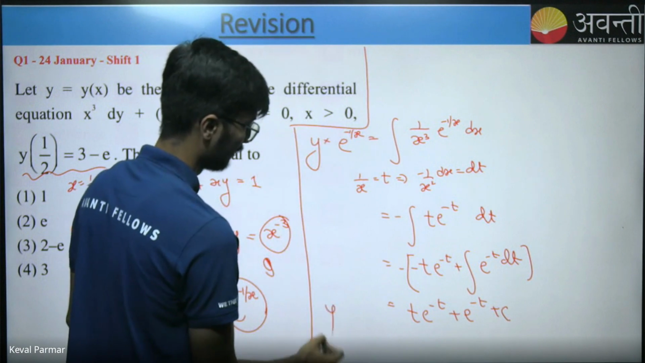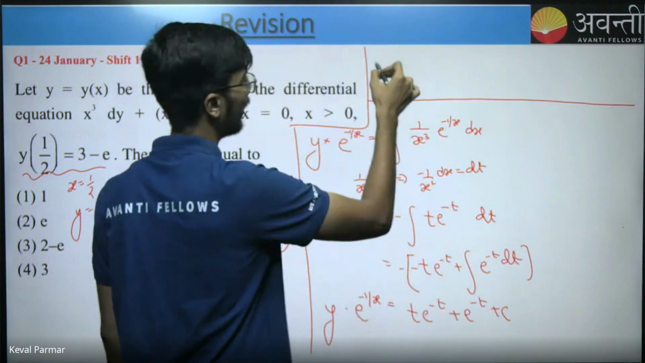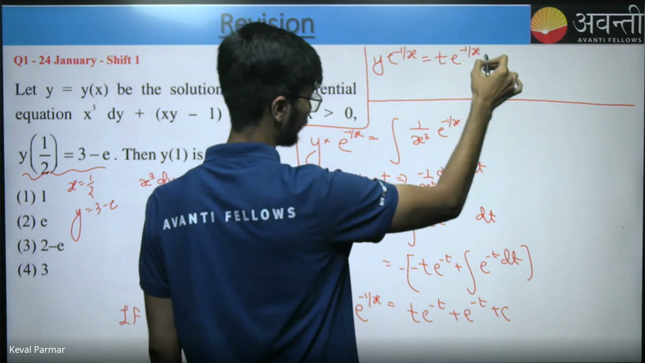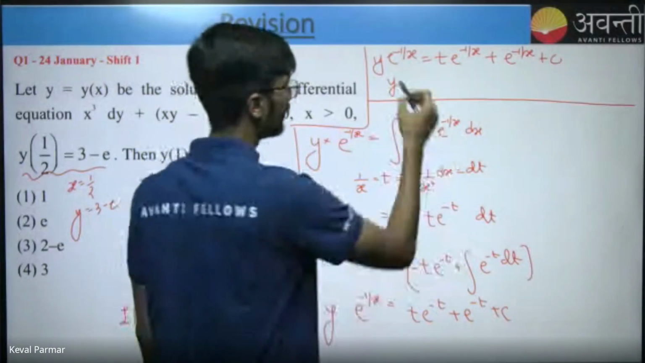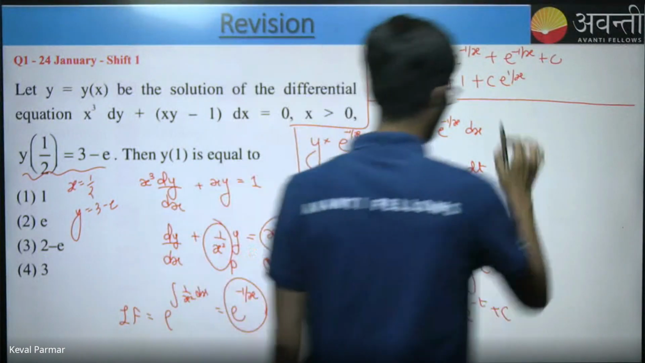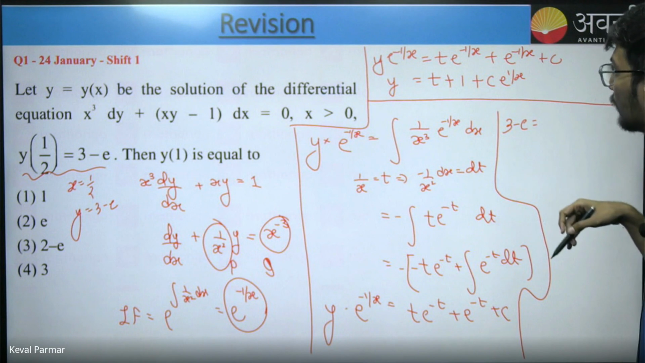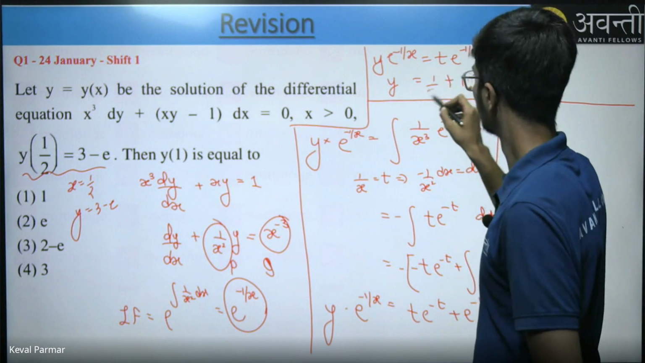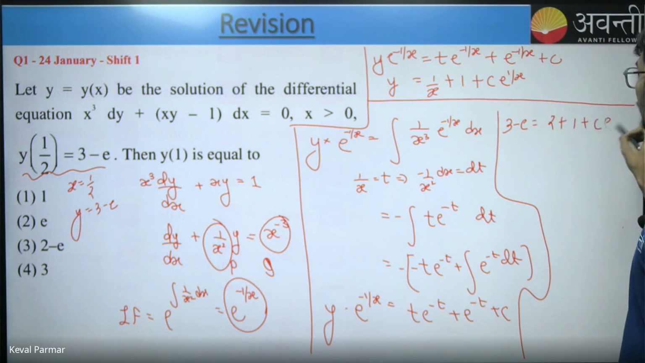This is our equation. y into e raised to the power minus 1 by x equals t e raised to the power minus 1 by x plus c. We can simplify it. We can multiply or divide throughout by e raised to the power minus 1 by x. So t plus 1 plus c e raised to the power 1 by x. Yeah. Now we'll get it. Chalo. If I substitute 3 minus e equals t, 1 by x. It was 1 by x. x is half. So 2 plus 1 plus c e to the power 2.